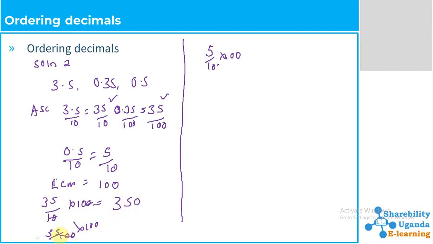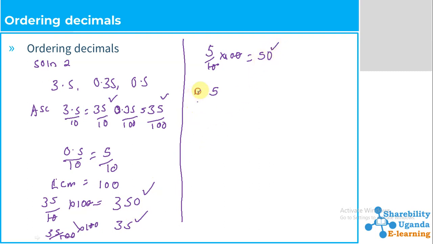And then we also cancel here, it's going to be 35. Then also cancel here, this is going to be 5 times 10, which is 50. So now we have our numbers. Now we can arrange. We have this, we have this, we have this.